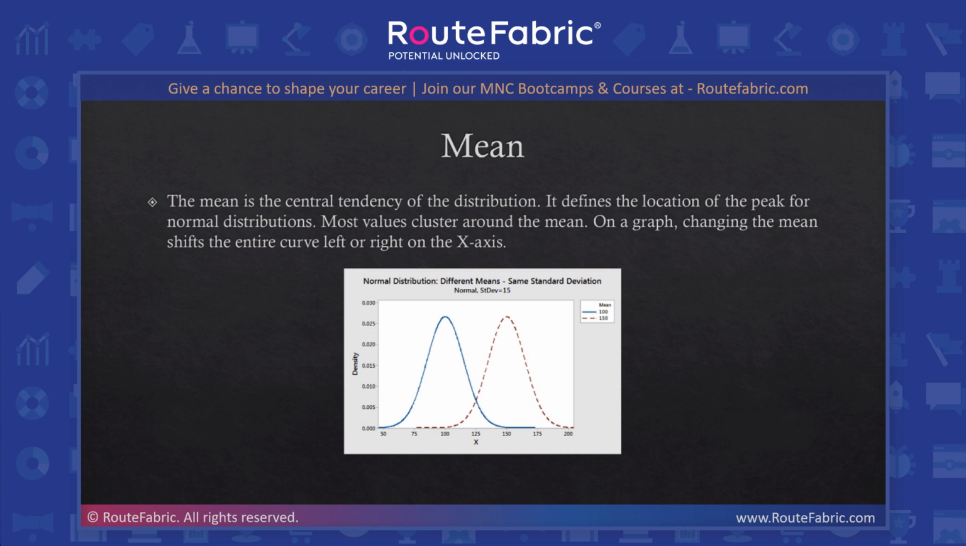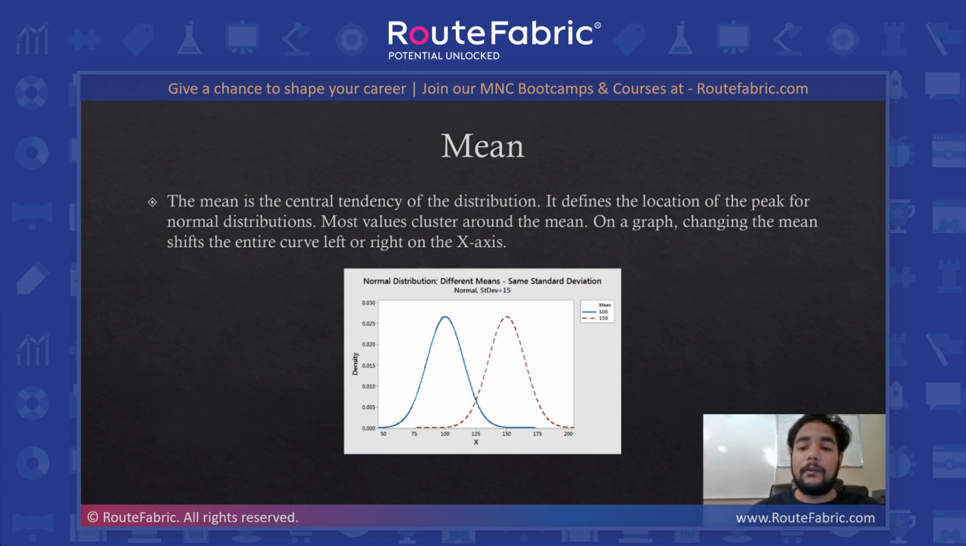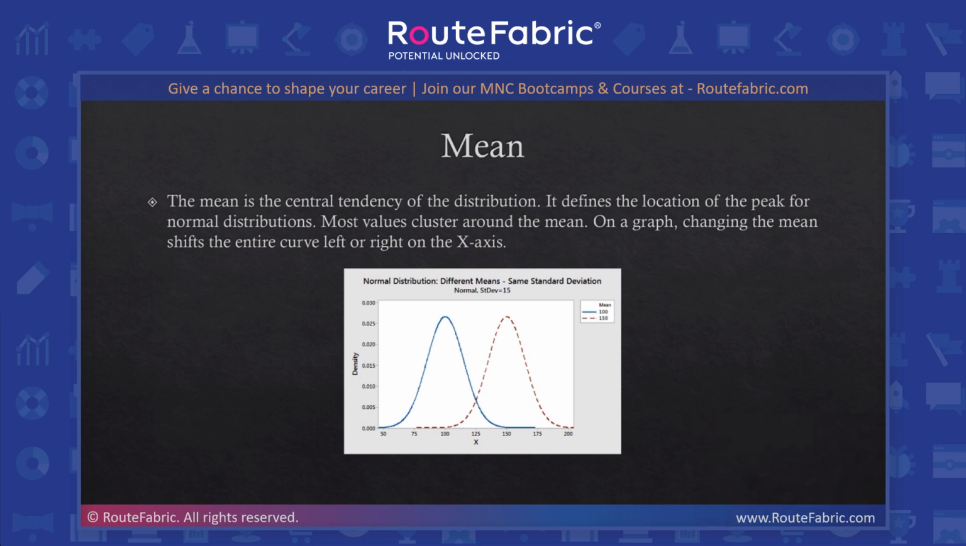Now let us see how mean affects a normal distribution. Mean, as we know, is the central tendency of a distribution. If the mean is increased, the center of the normal distribution shifts towards the right. If the mean is decreased, the normal distribution is going to shift to the left.